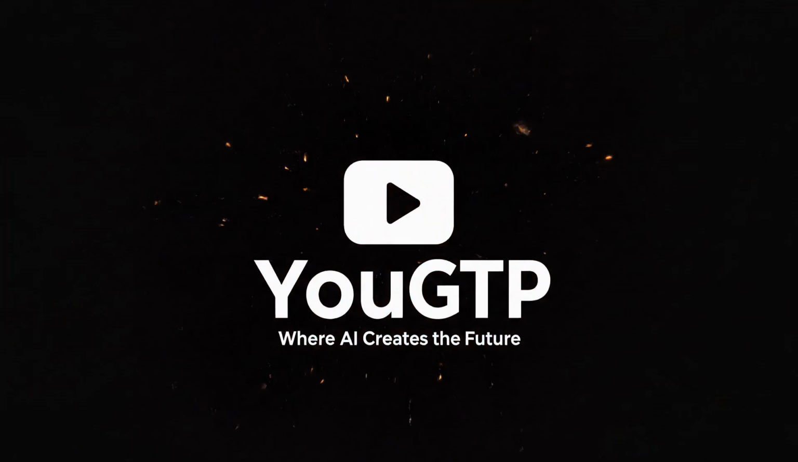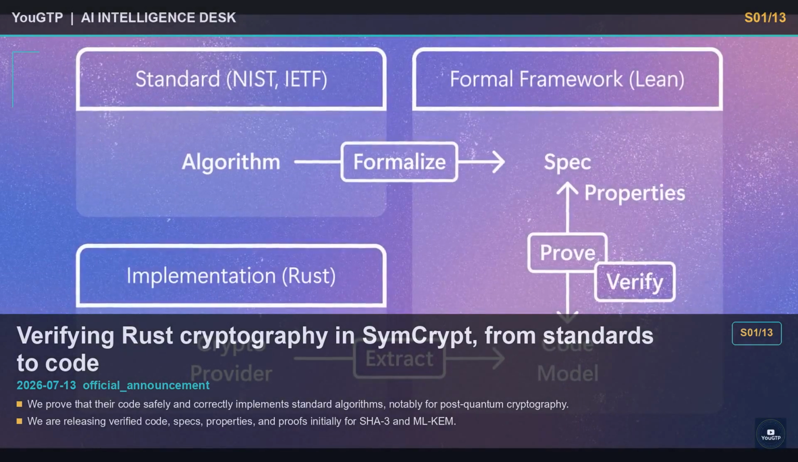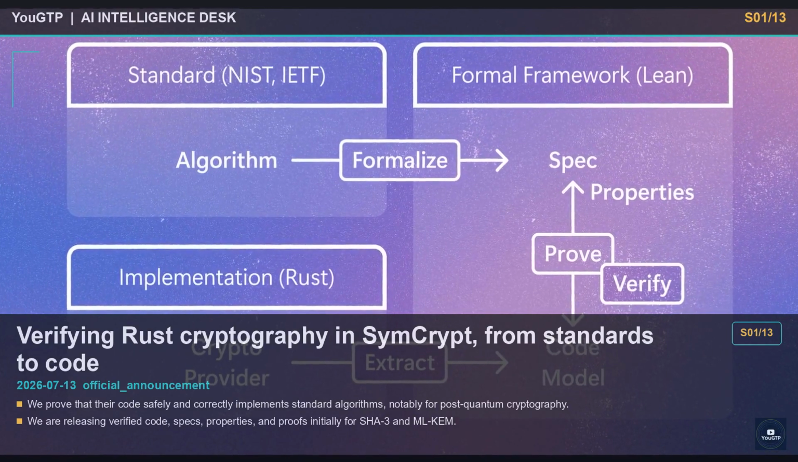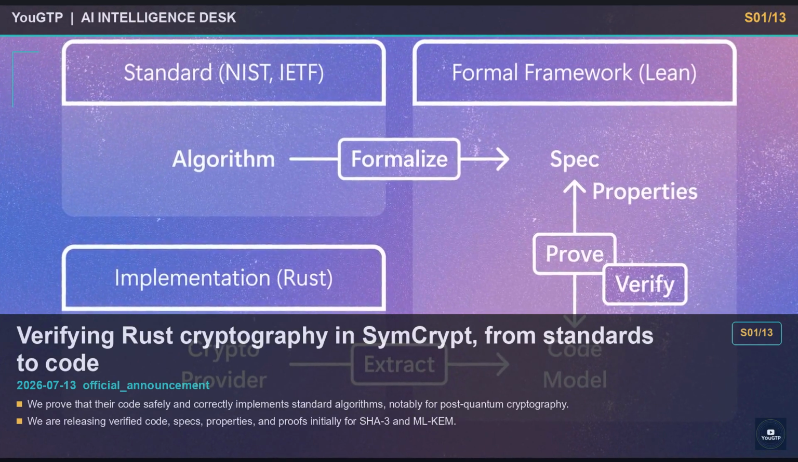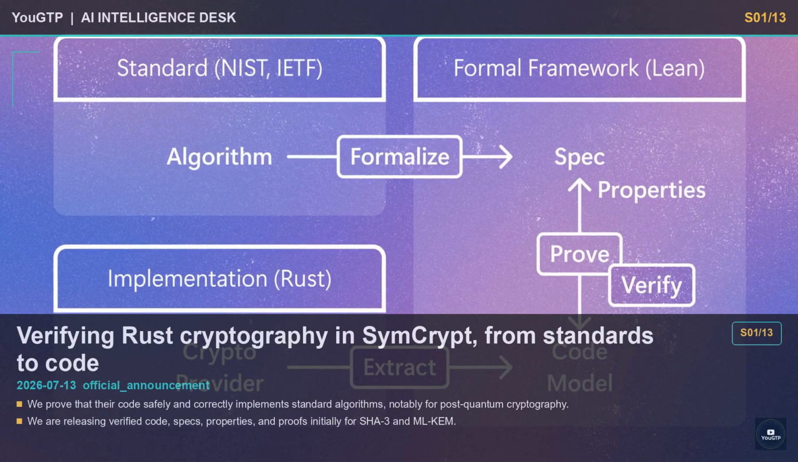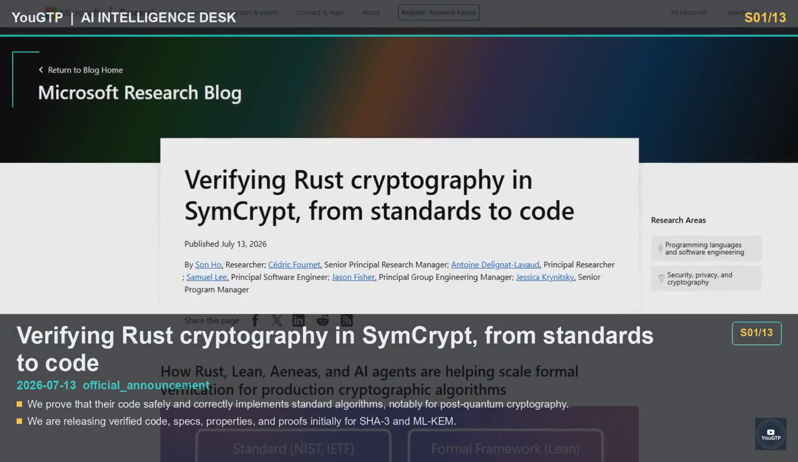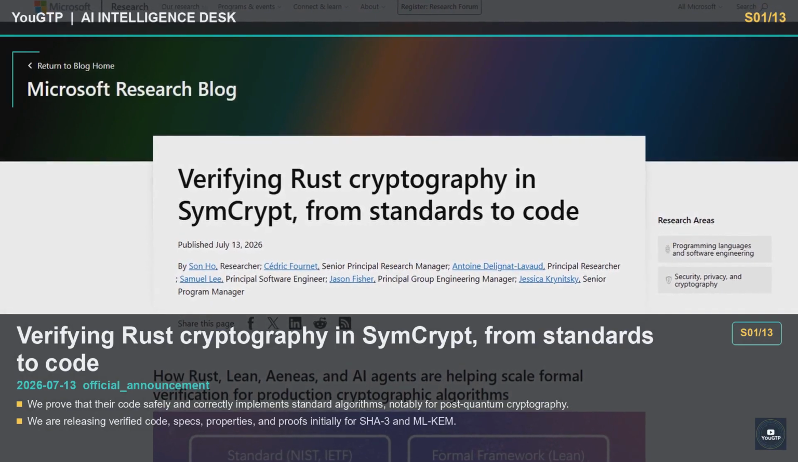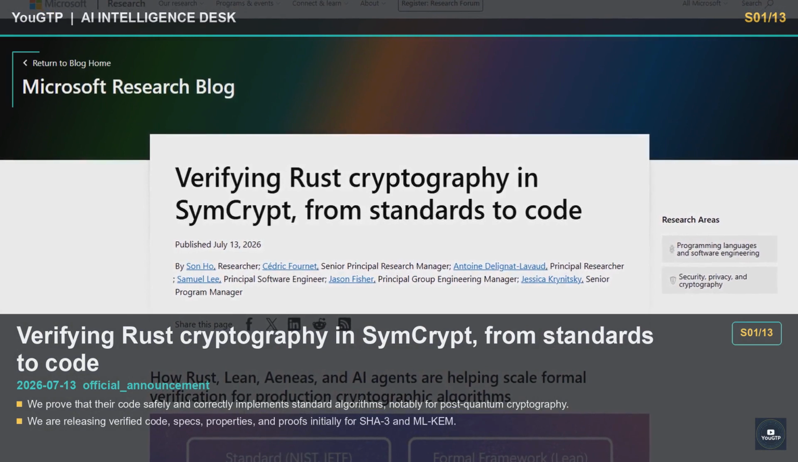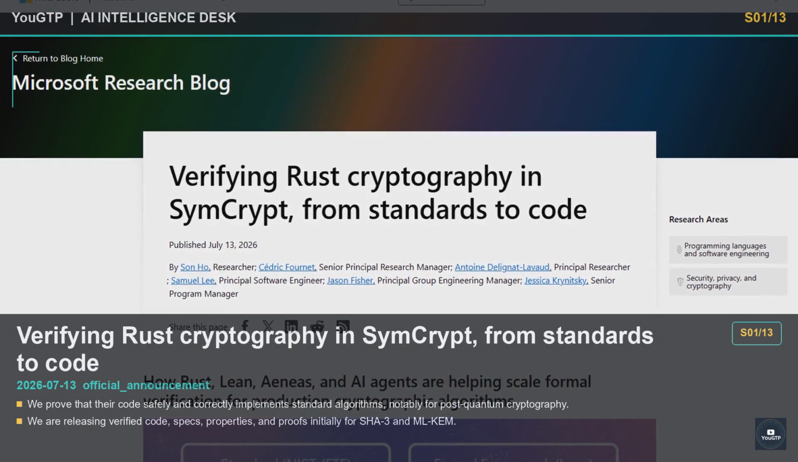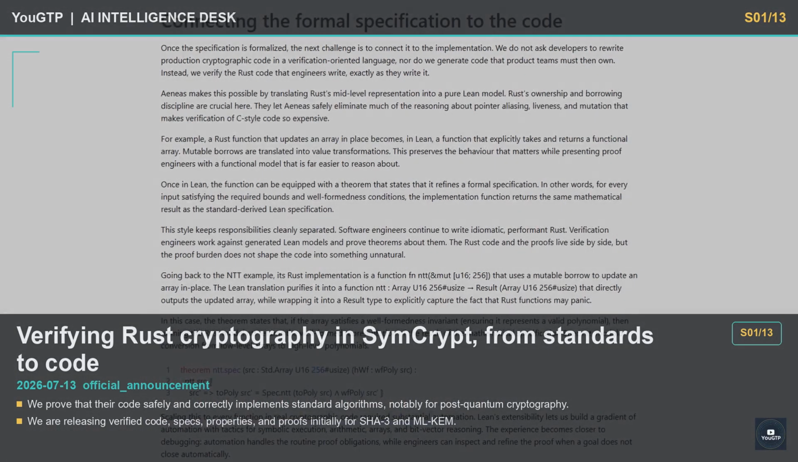Microsoft is fundamentally changing how it secures the bedrock of its ecosystem by formally verifying Rust cryptography within SymCrypt. To understand why this matters, you have to understand the gap in security. Usually, developers write code based on a mathematical standard, but the actual production code is messy. It's filled with bit manipulations, SIMD intrinsics, and architecture-specific optimizations to make it fast.